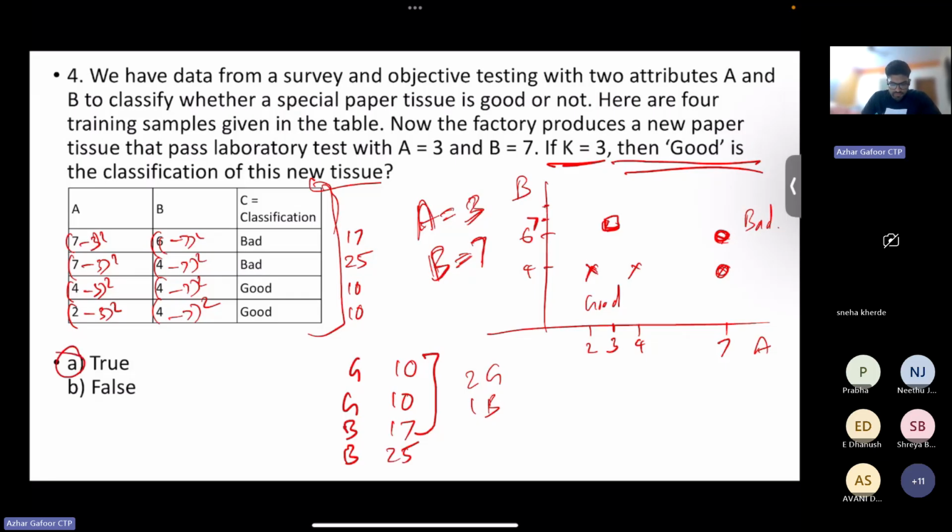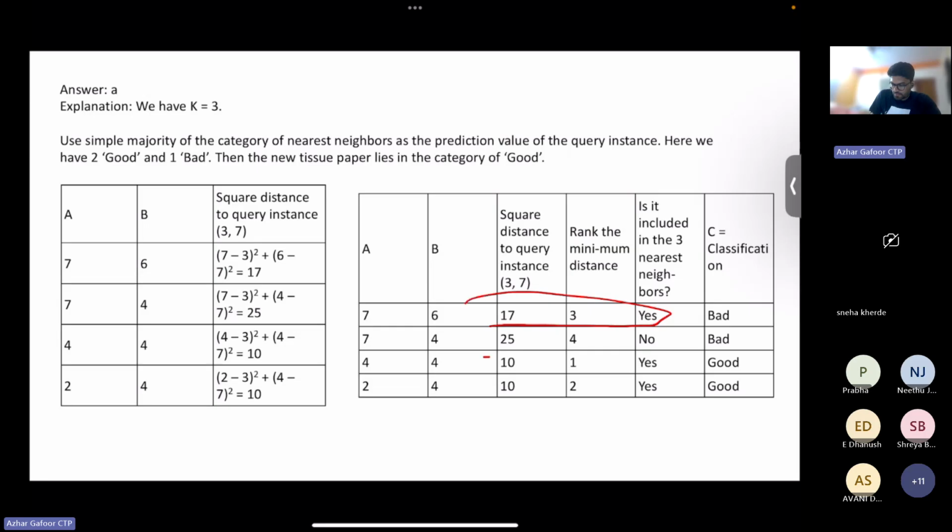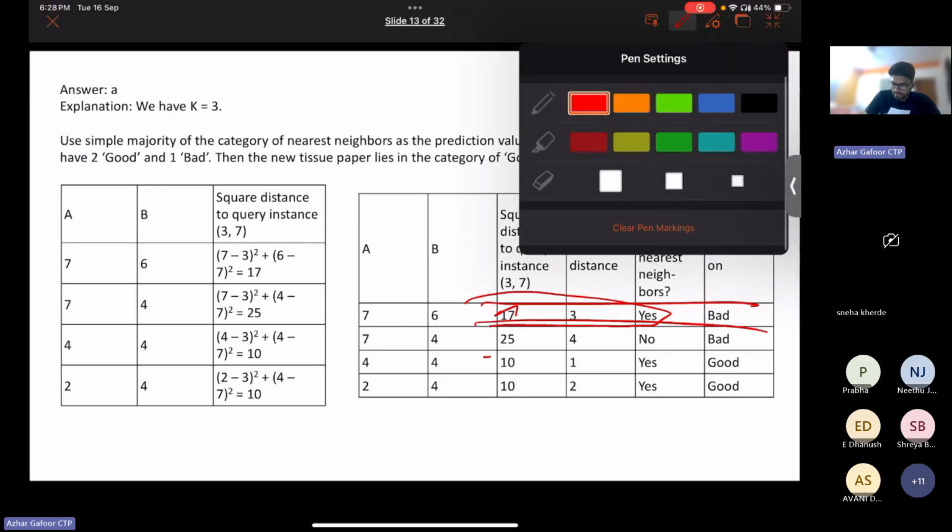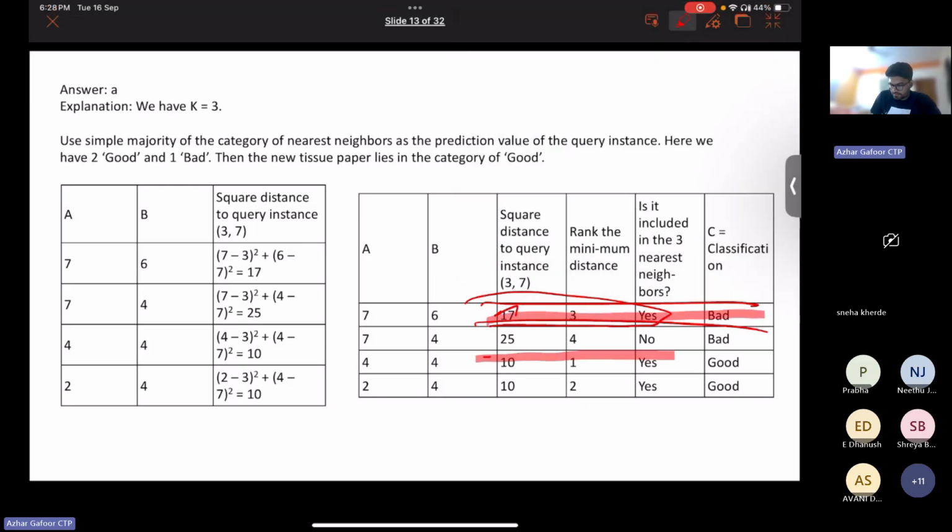All right, so the answer is true. This is the calculation that we just did. Here we do the ranking, and we can see that 1, 2, 1. So it's one. These are the three neighbors for our chosen new data set. Among that, we have two good and one bad. So our final answer is the new tissue paper introduced is actually good.